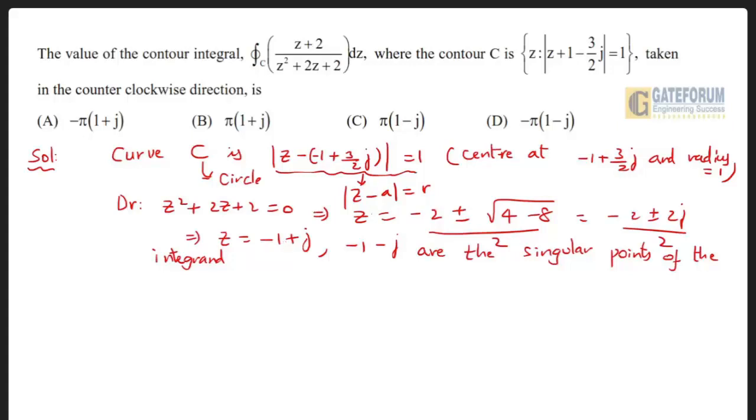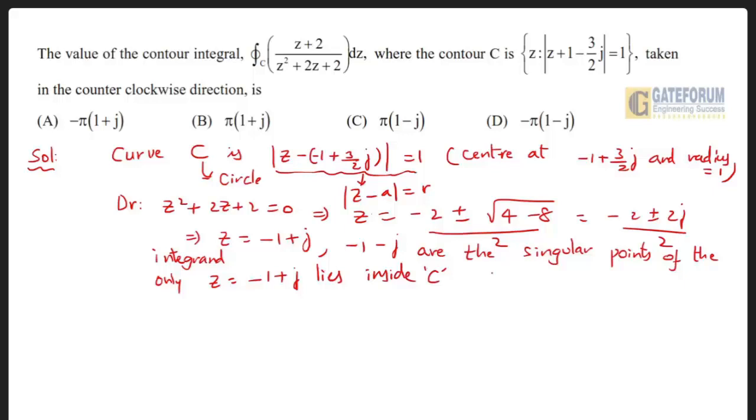Okay, so now check whether these points are inside or outside, or at least exactly one point inside. So if I put minus 1 plus j in this, j minus 3 by 2 j is minus j by 2, the mod is one half, so less than 1. And if I put minus 1 minus j, this is greater than 1. So only z is equal to minus 1 plus j lies inside C.